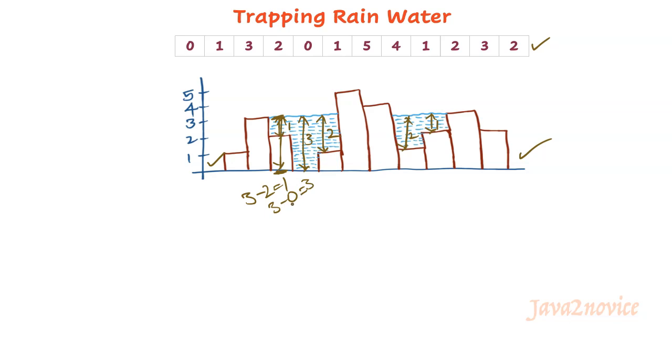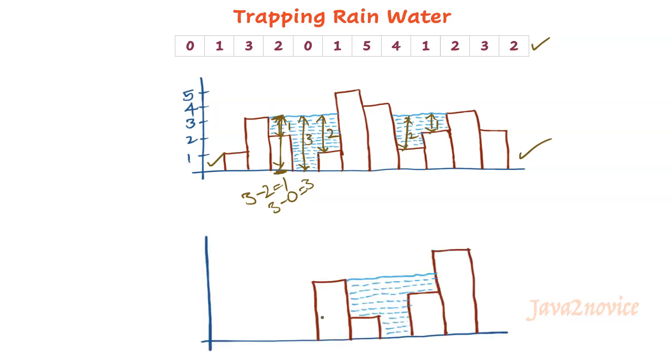Now, how to calculate the water level height at each index? How to find this value at each index? Let's take this example. Look at these two tall buildings. The water is getting trapped between these two buildings. Since these two buildings are forming a pocket, water is getting trapped here. The water level height completely depends on one of the building heights. In this case, the water level is depending on this particular building height.